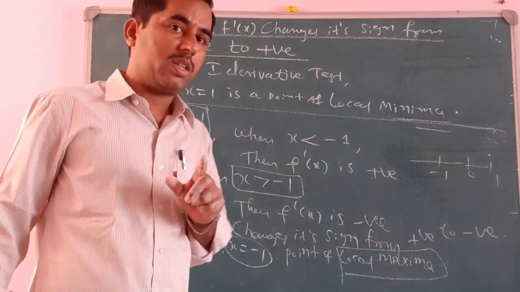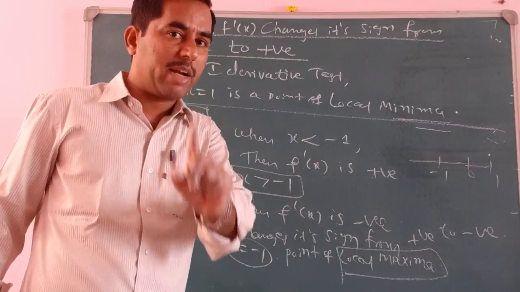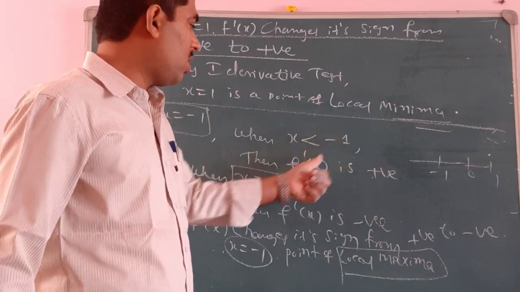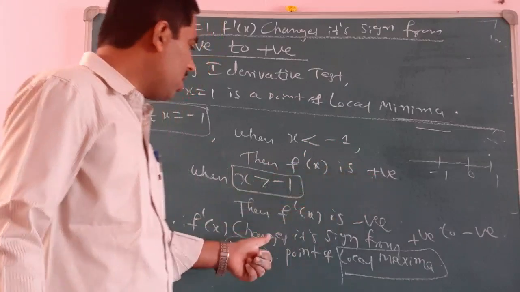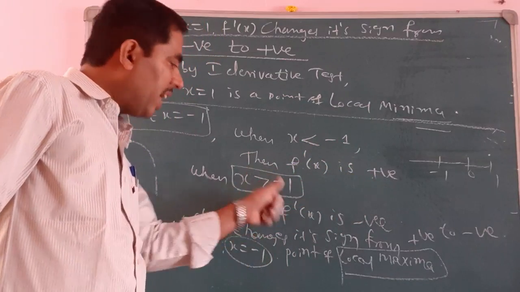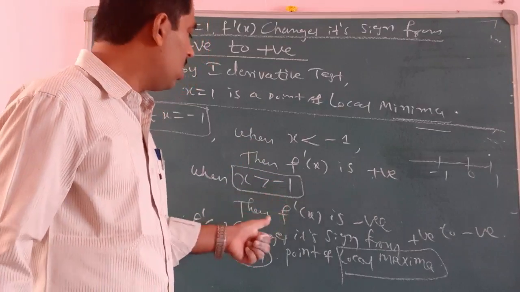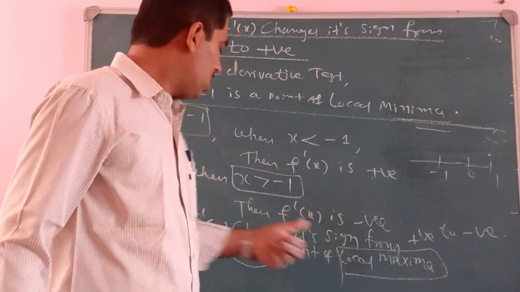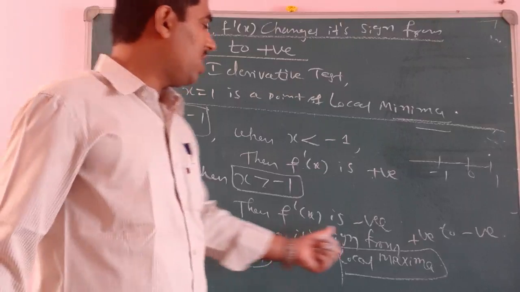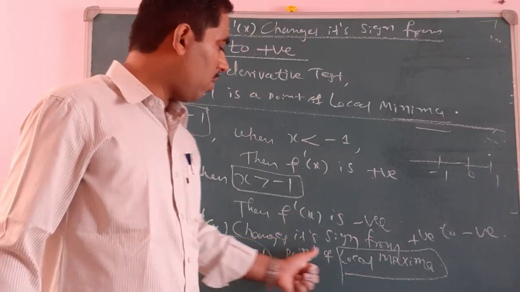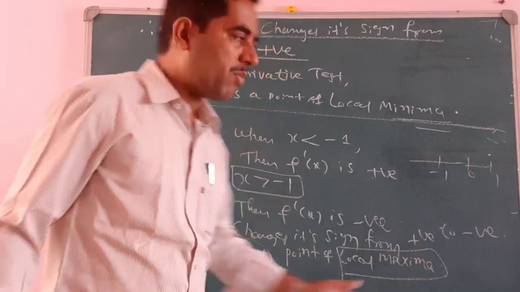I hope you can understand this. I am using the first derivative. What have we done? What happens to the left side of -1? The sign of the derivative is positive. Then to the right side, that means greater than -1, take any value slightly greater than -1. The sign will be negative. So the derivative changes its sign from positive to negative. Therefore, by the first derivative test, that point is a point of local maxima.